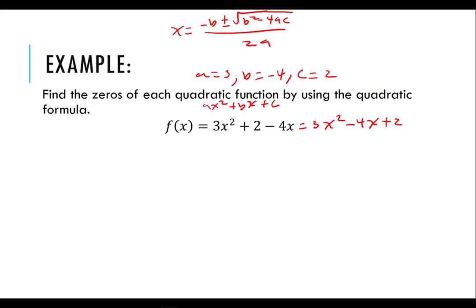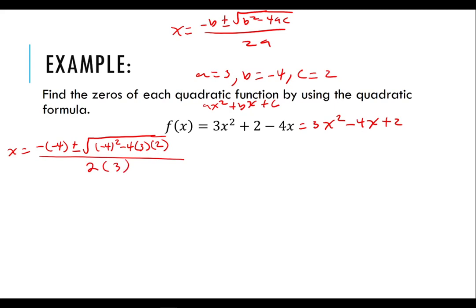In the long run, when you get used to doing this, you don't have to rewrite it, but just realize that it must be x squared's coefficient is a, x's coefficient is b, and then the constant term is c. So then x is equal to negative negative 4 plus or minus the square root of negative 4 squared minus 4 times a times c, all divided by 2 times a.